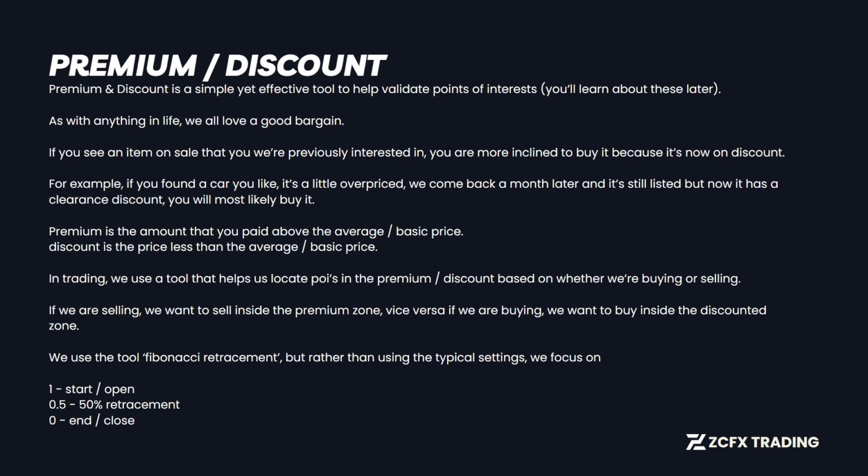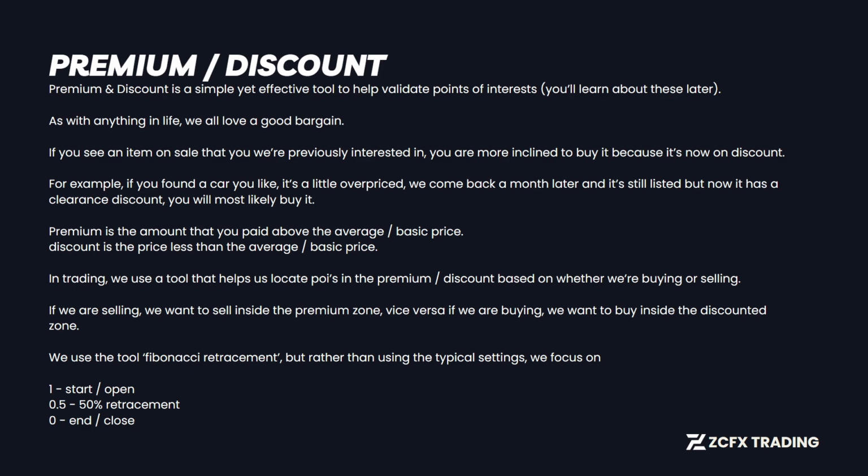As with anything in life, we all love a good deal or a good bargain or a good sale. Okay, if you've seen an item on sale that you were previously interested in, you're more inclined to buy it because it's now on discount. Like, especially if it's a 50% discount on your favorite pair of shoes. Hell yeah, who doesn't love a good discount?